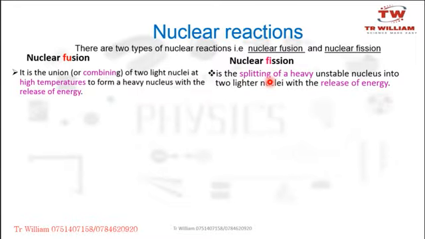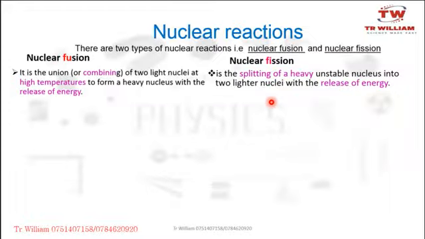I hope you get the difference. Fusion, two small ones combine to form a big one at high temperature to release energy. Whereas fission is the one big one breaking up to produce two smaller ones, also releasing energy.